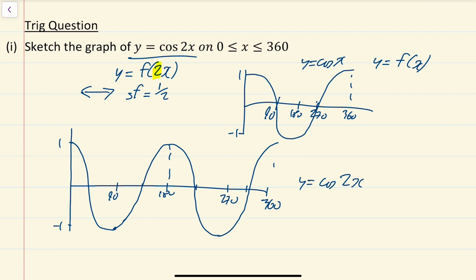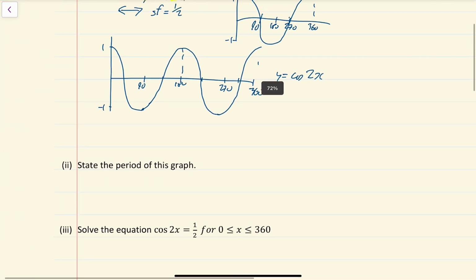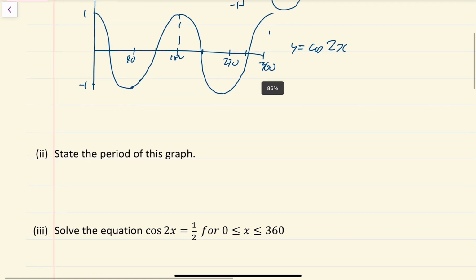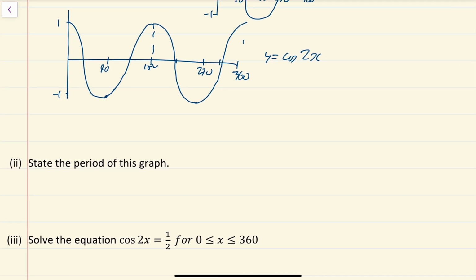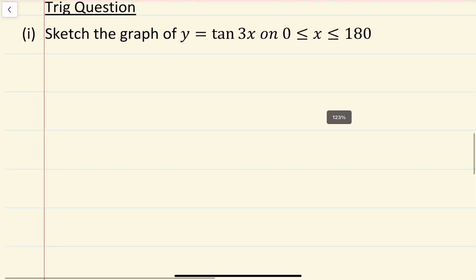There's another part to this question, but I'm going to look at the transformation question for the tan. If you don't want to see beyond that, that's fine. But before we do that, it asks for the period of this graph. The period of the graph is just the length of time it takes for it to get back to the start. So there it is, back to the start in 180 degrees. This question we'll do in a wee minute, but we want to look at the tan graph.